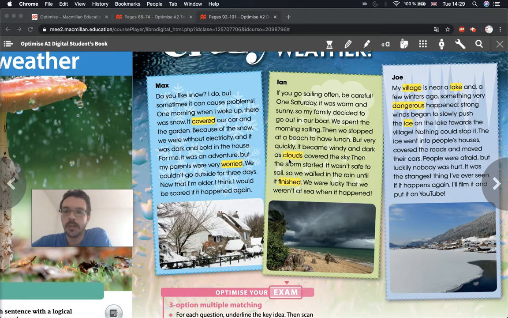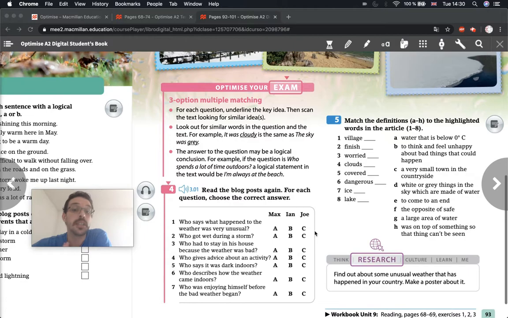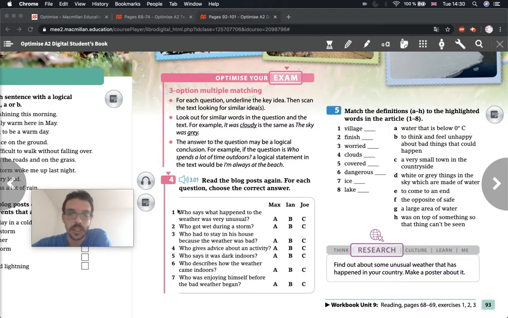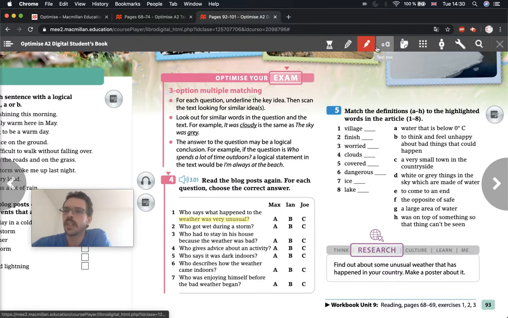So, did you read and were you able to understand everything? Remember, if there are any words that you don't understand, you can always look them up on the internet. Anyway, now let's have a look at the questions, and we'll find where the answers are in the text. So the first question says, who says what happened to the weather was very unusual? I'm going to highlight the main idea in this question, which is the weather was very unusual. Okay, unusual. So let's have a look.